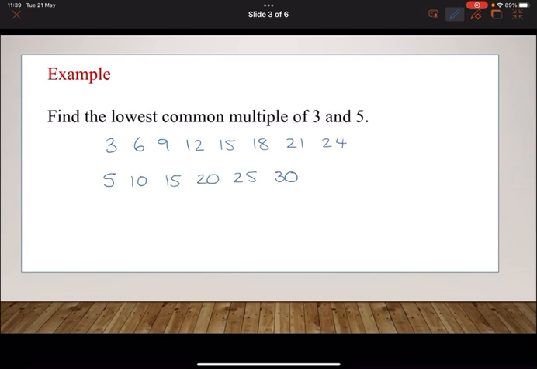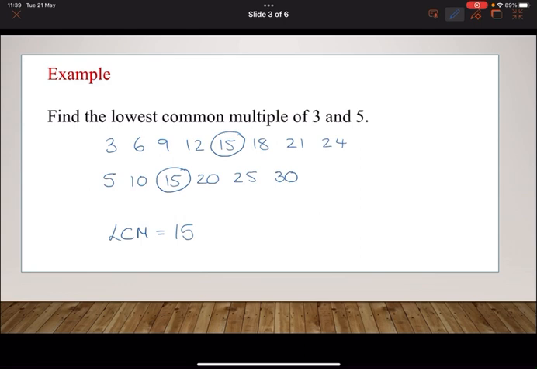Okay, so what we're looking for is a number that is in both lists. So I can see that 15 is in both lists. Now, if you have more than one number in both lists, you're looking for the smallest of those numbers. So in this case, the lowest common multiple of 3 and 5 is 15.